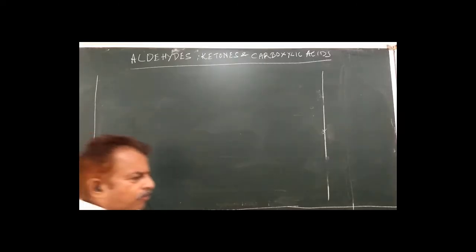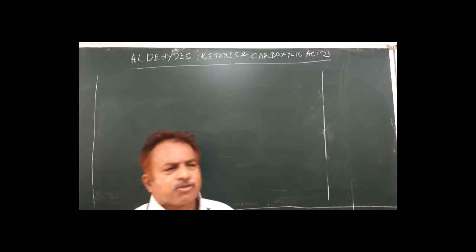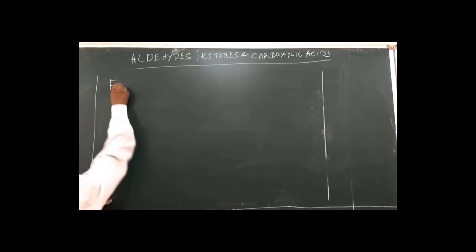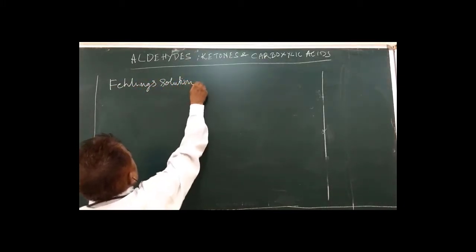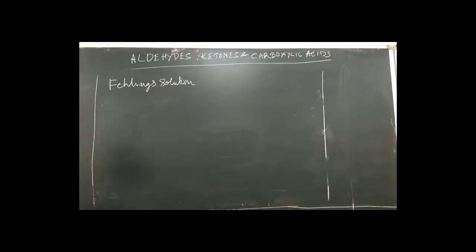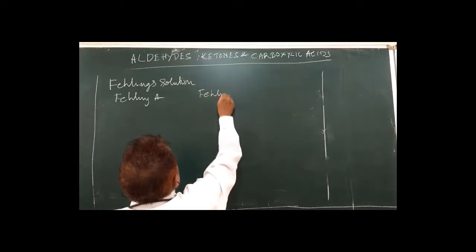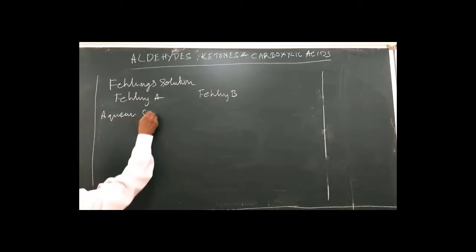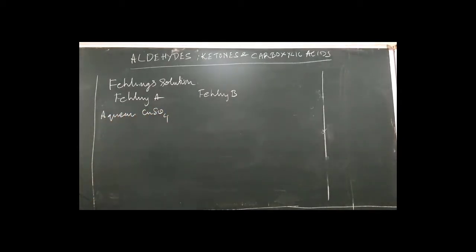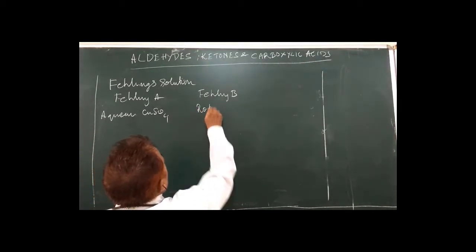Now let us see the reaction of aldehydes with the Fehling's solution. Fehling's solution or Fehling's test. Fehling's solution is a mixture of two solutions, that is Fehling A and Fehling B. Fehling A, what is Fehling A? Aqueous copper sulfate solution. Aqueous copper sulfate solution is Fehling A, and Rochelle salt.